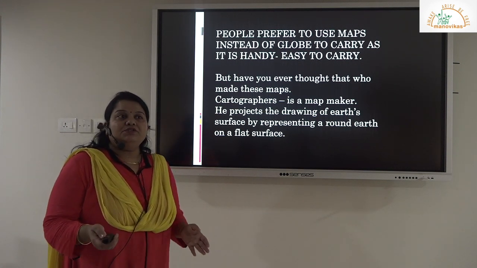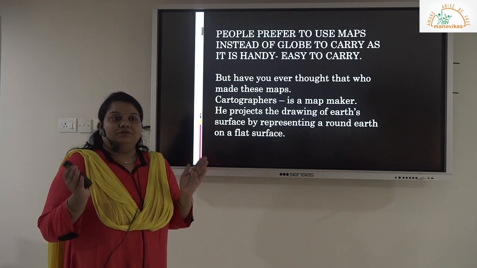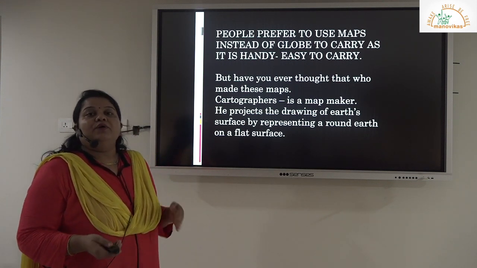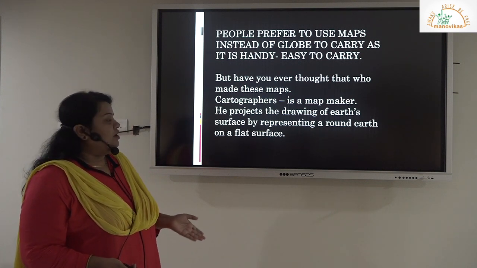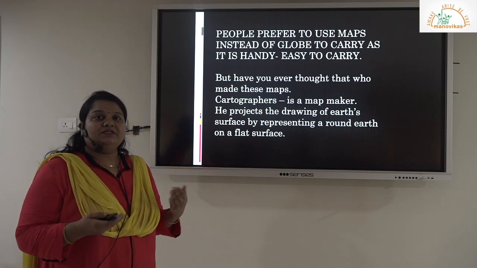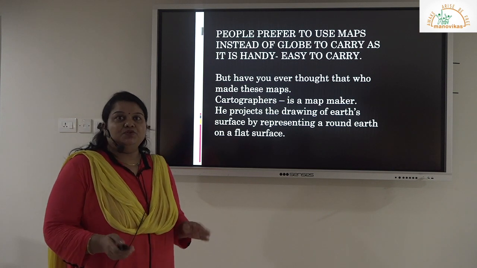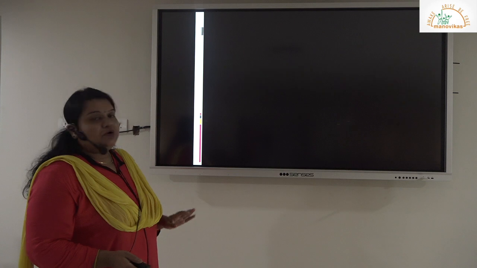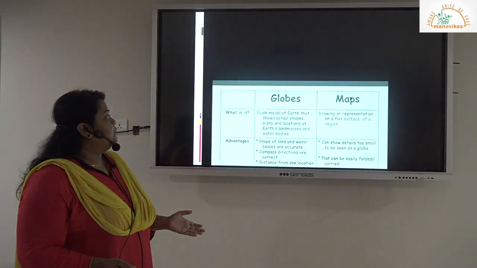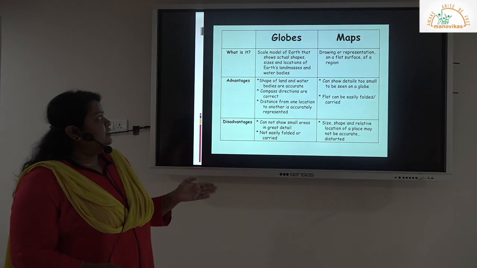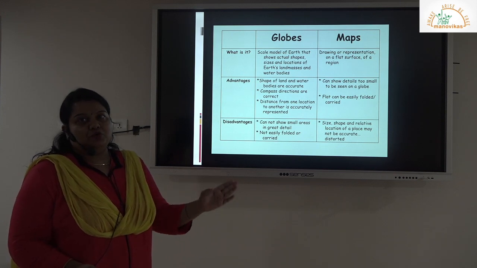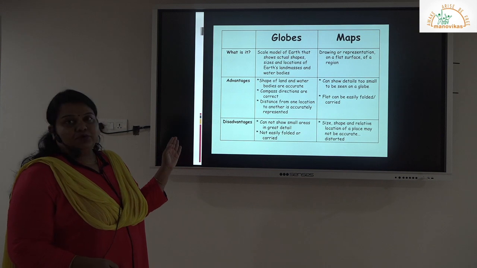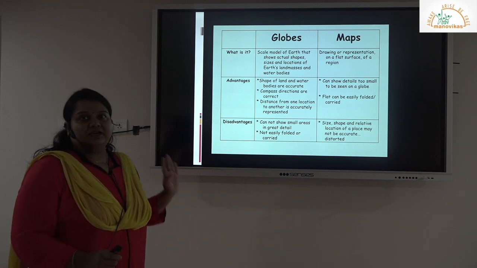Then we also understood how the map is transferred from a globe, taking the details, how and who is doing it. This is done by a cartographer, and how he uses the projections to carry out the process of transferring the details from a globe. This is what we had done in the previous class. Just go through this slide. This slide talks about a difference between globe and map, what we had done in the previous class. So it talks about what exactly is globe, advantages and disadvantages.